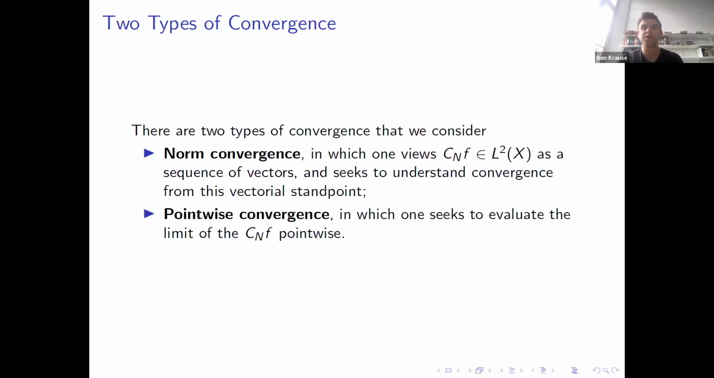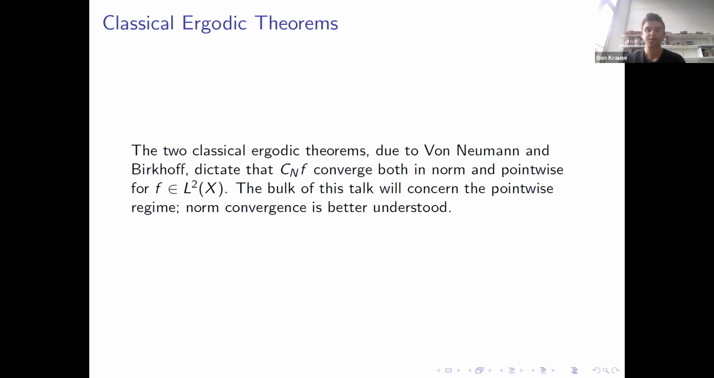There are two types of convergence that we consider. Case one, we view these Cesàro averages as a sequence of vectors, and we seek to understand the extent to which there's some limiting vector to which this sequence of vectors converges. The second type of convergence is pointwise convergence, in which case one picks a physical location, evaluates these averages at that location, and seeks to understand the limiting behavior pointwise. The two classical ergodic theorems, due to von Neumann and Birkhoff, dictate that these Cesàro averages converge both in norm and pointwise. I'm going to be talking about pointwise convergence.